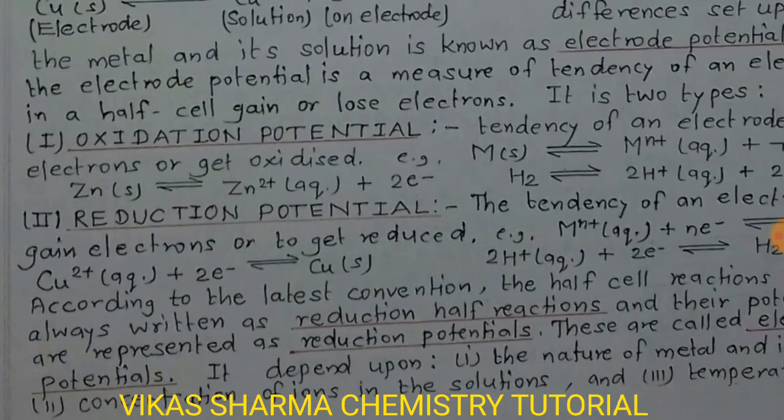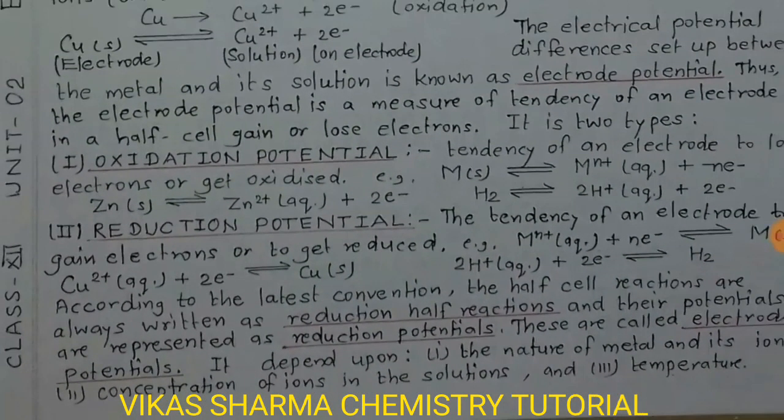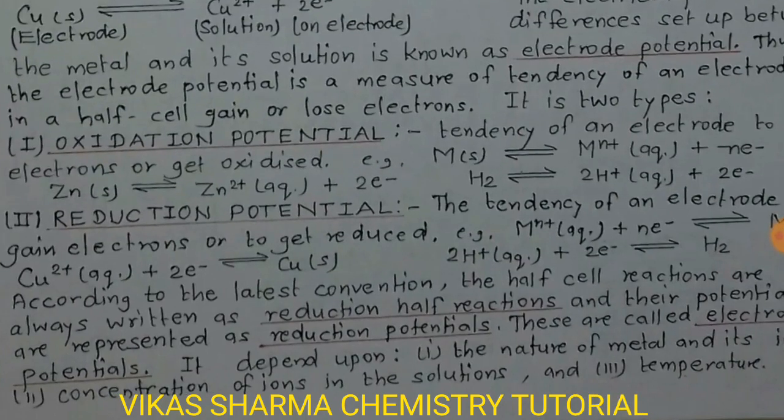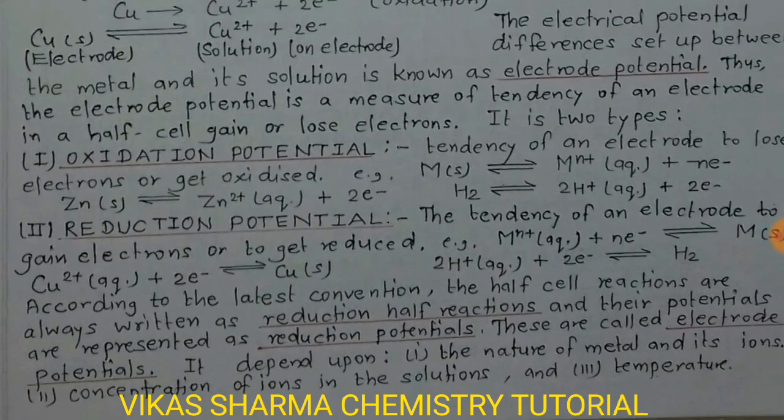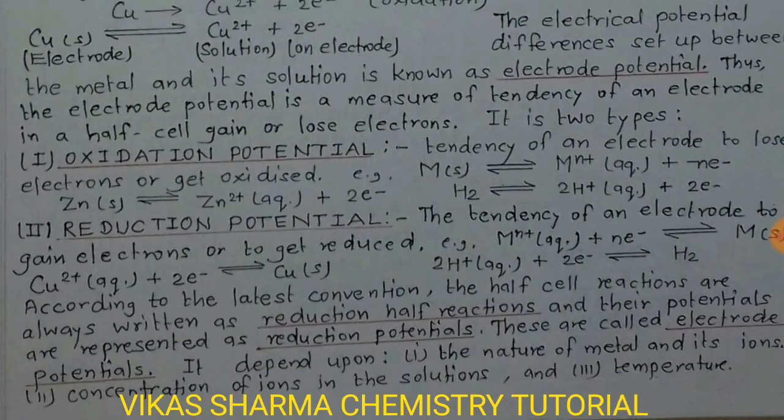According to the latest convention, half cell reactions are always written as reduction half reactions and their potentials are represented as reduction potentials. These are called electrode potentials. It depends upon the nature of the metal and its ions. The second factor is the concentration of ions in the solution. And the third one is temperature.